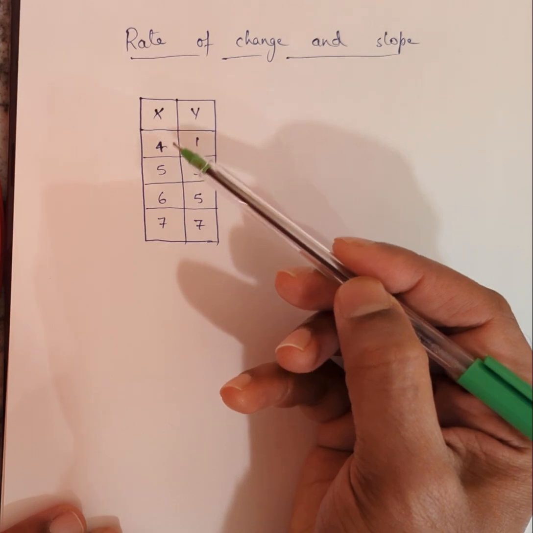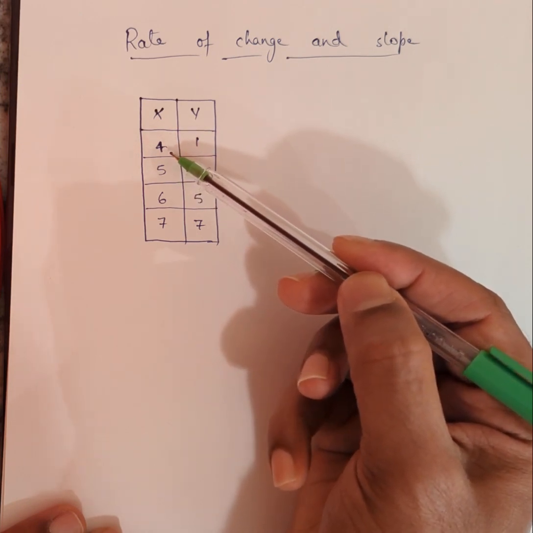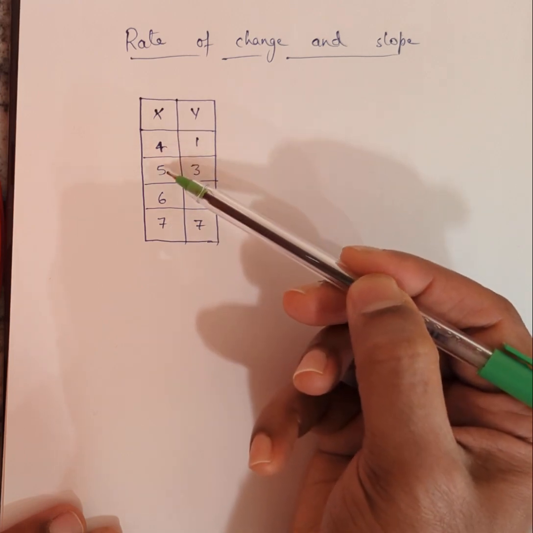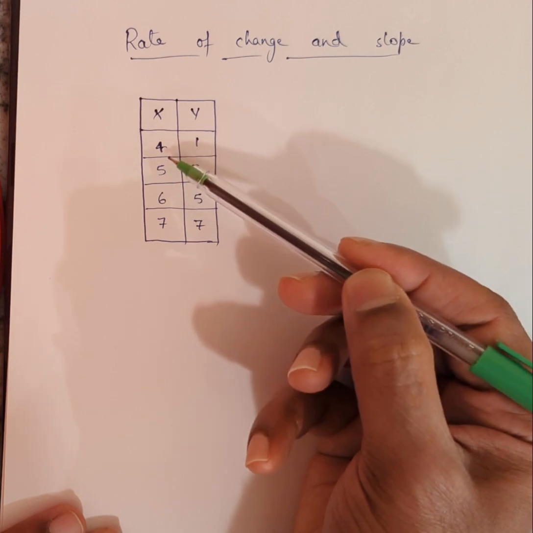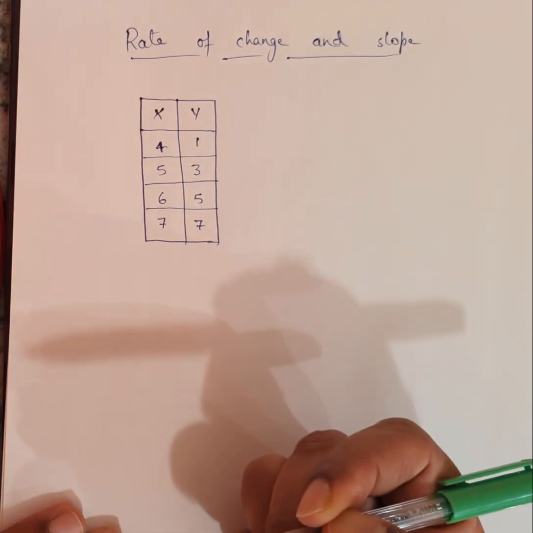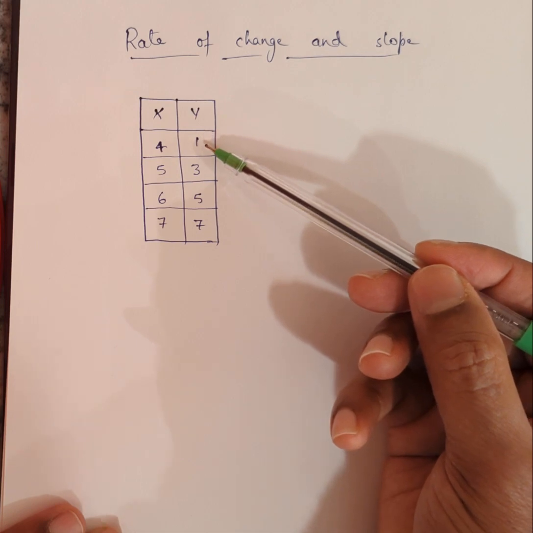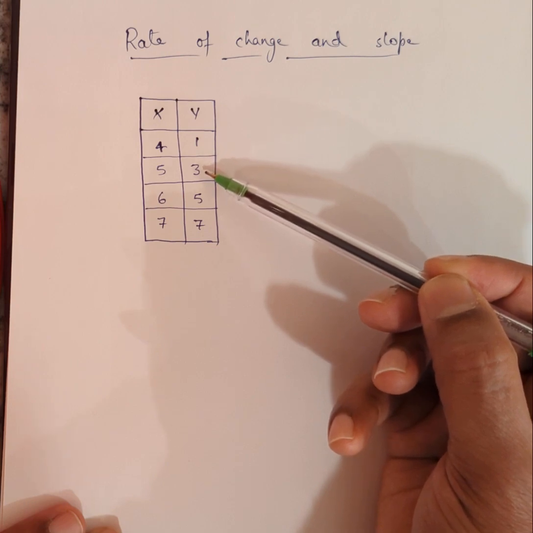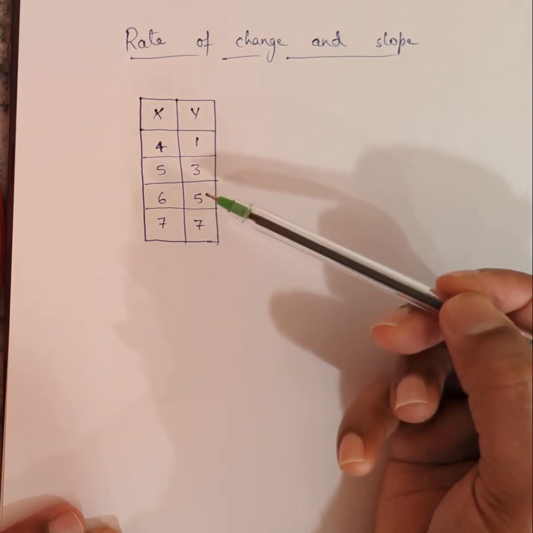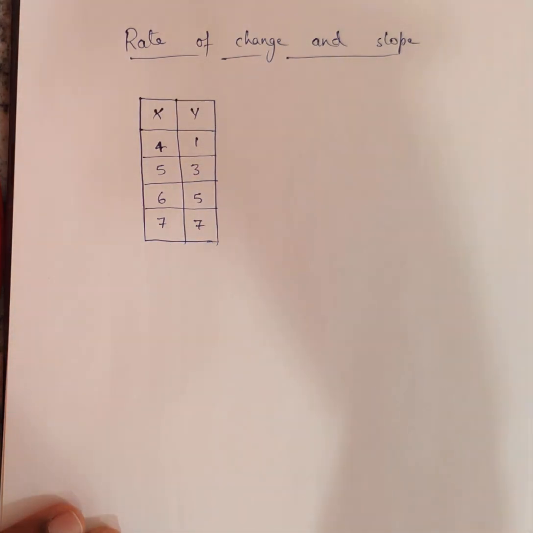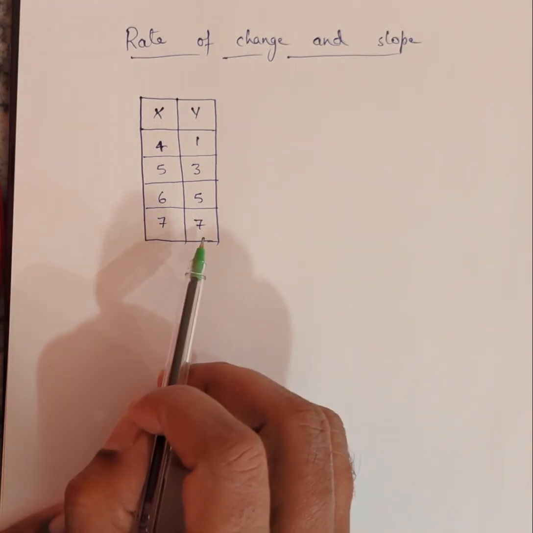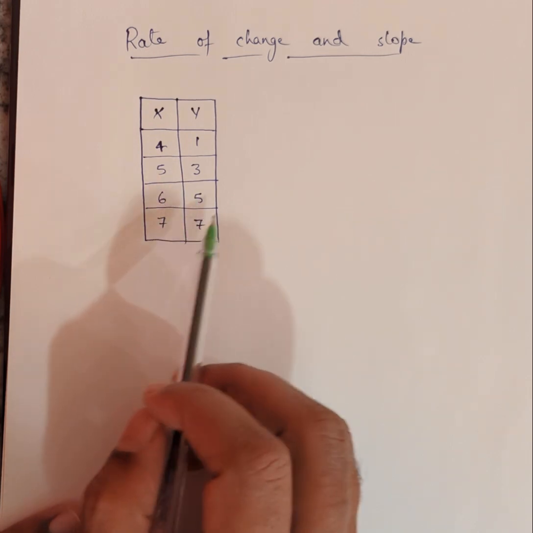Now, the interesting thing to notice here is x is going up by 1, by the same amount, from 4 to 5, 5 to 6, 6 to 7. So each time x is going up by 1 and y is going up by 2. So it goes from 1 to 3, then 3 to 5, 5 to 7. So each time x goes up by 1 and y goes up by 2. So whenever you have information presented like that, then you say that this is linear data.